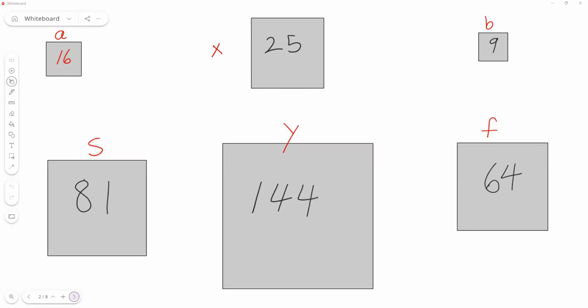Hey, I'm going to do a video on how to complete the square. And I'm going to start by showing how to find the sides of a square if you know the area, because that's the basis for completing the square.